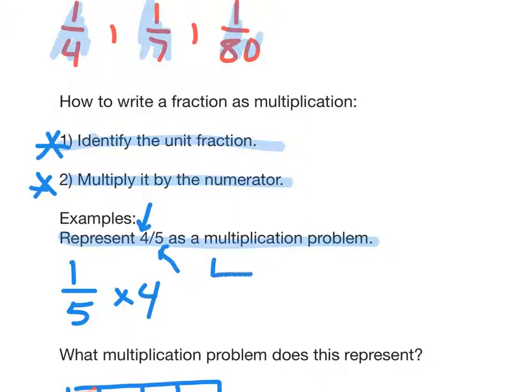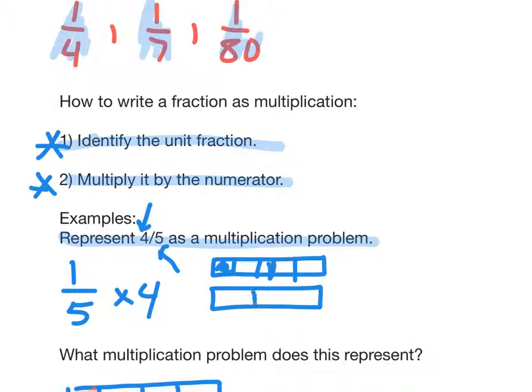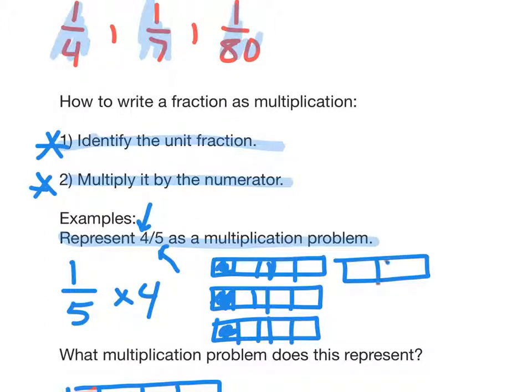Here's a picture of that. 1/5 looks like this. Sloppily looks like that. Another 1/5. Another 1/5. And another 1/5. This is 1/5 4 times. Do you know what that equals? You guessed it. It equals 4/5.